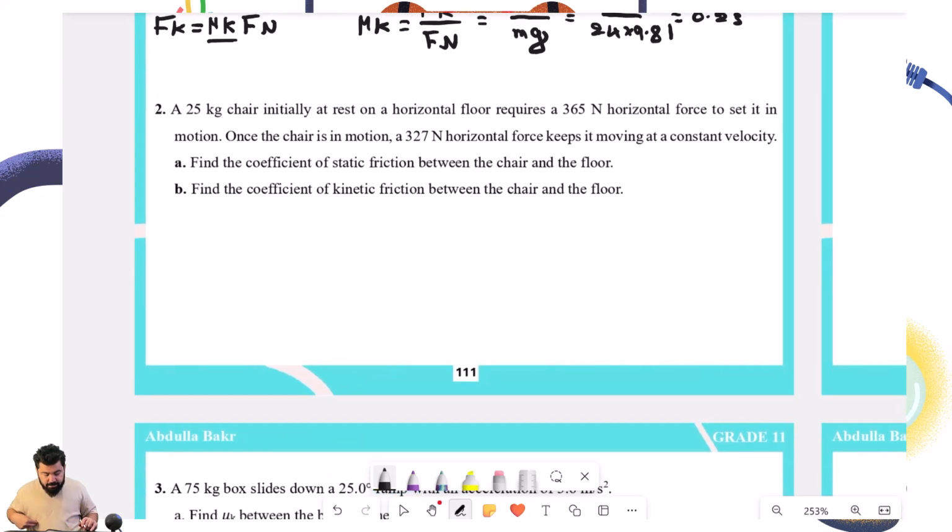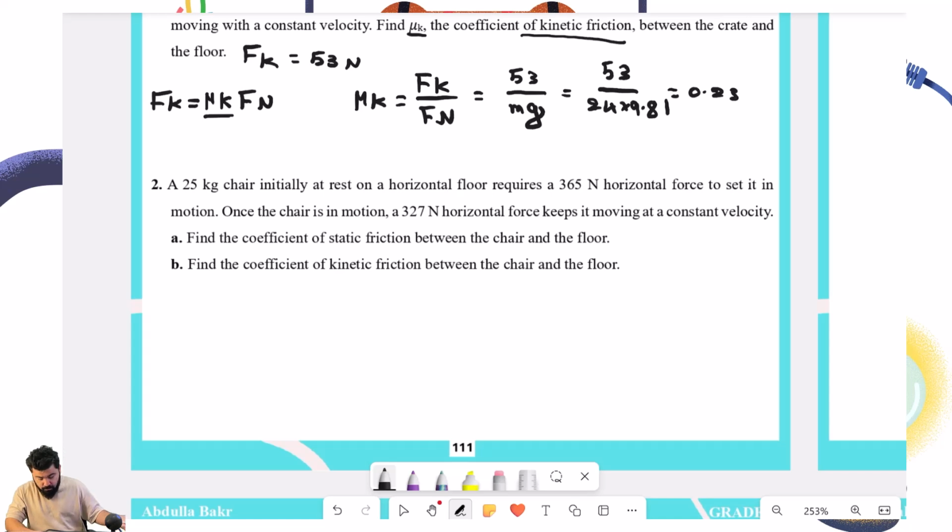Just let me check this one, I got curious. 53, 24 multiplied by 9.81. Yeah, 0.225. That is basically 0.23. But without units, be careful. Why? Because I forgot to mention this. This is force, measured in Newton. This one is also measured in Newton. They cancel. So the coefficient of friction is basically a ratio.